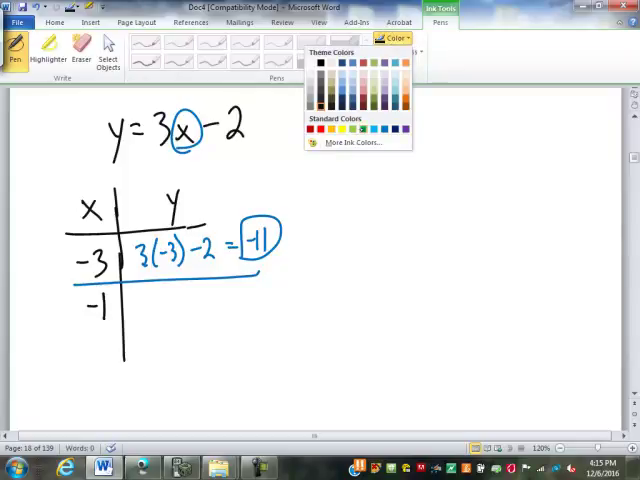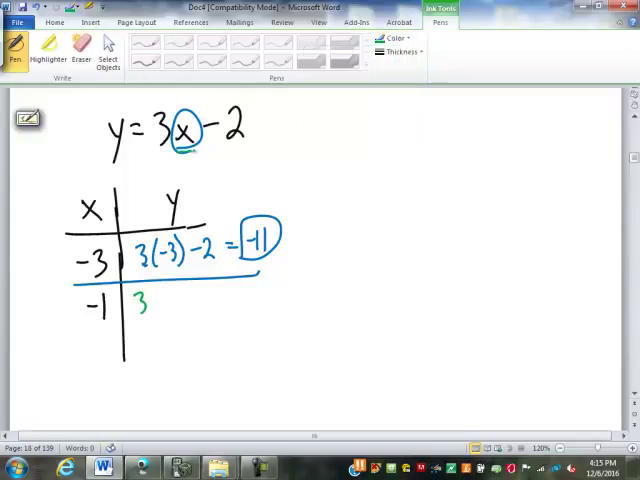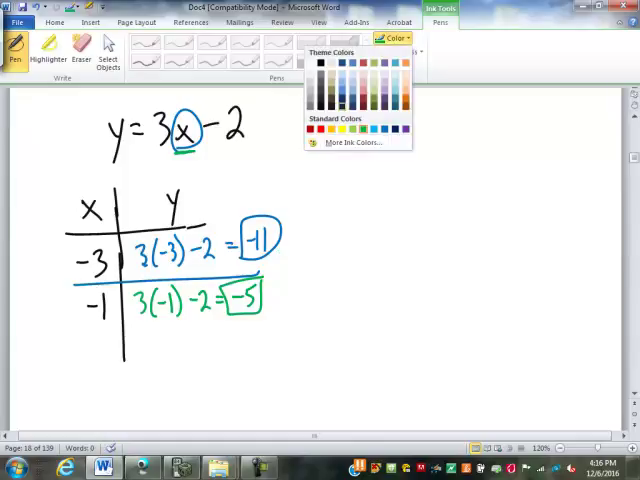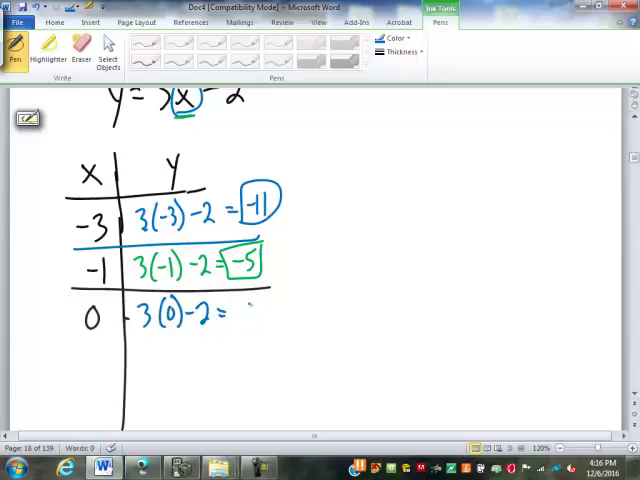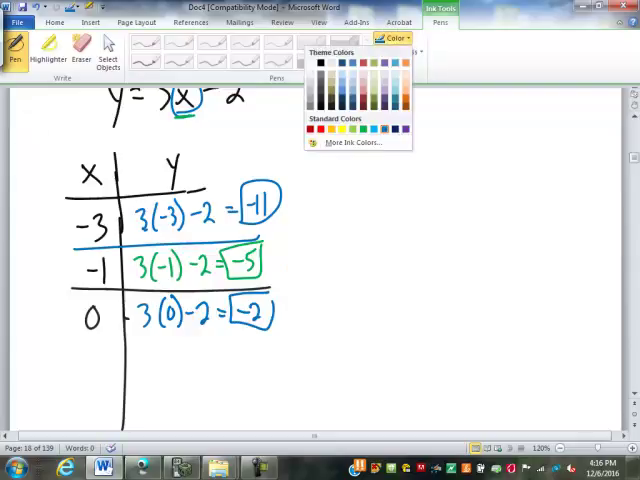How about if x is -1? Well, again, we replace x with -1. So 3 times -1 minus 2. What's 3 times -1? -3 minus 2? -5. So when x is -1, y is -5. I'll throw you an easy one. How about when x is 0? Well, it's going to be 3 times, replace x with 0. So 3 times 0 minus 2. What's 3 times 0? 3 times 0 is 0 minus 2 is -2. You're correct. So when x is 0, y is -2.